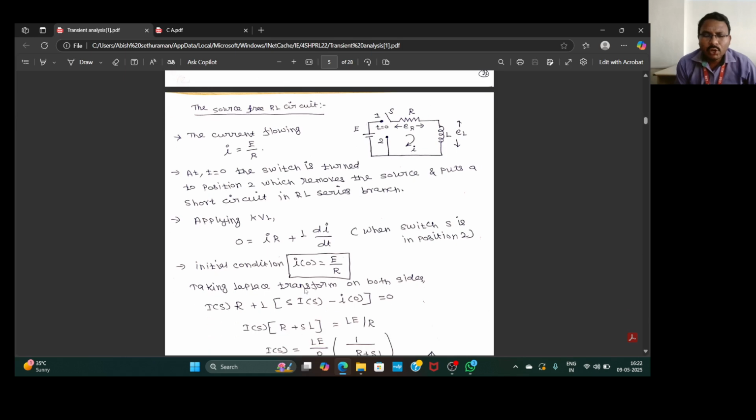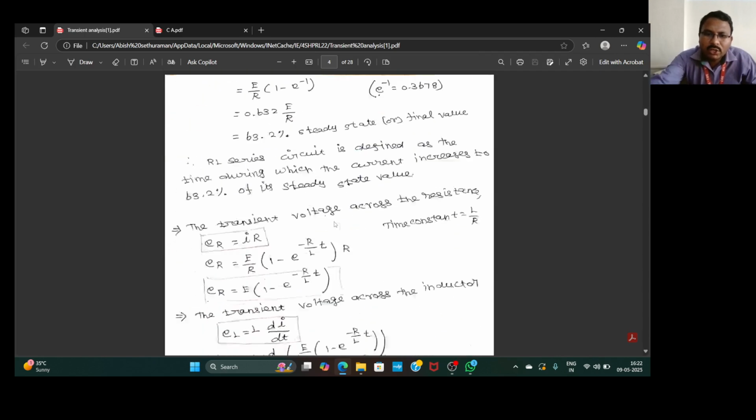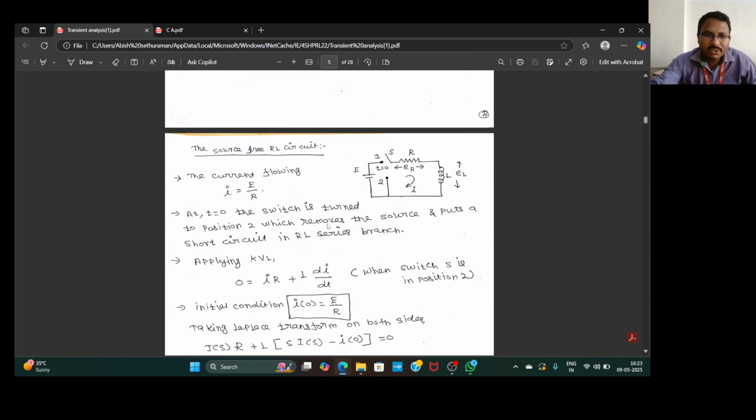Now we are going to see the next one, the source free RL circuit. Already we have discussed the RL basic circuits. So now we are going to see the source free RL circuit. In the source free RL circuit, we have defined the current flowing I equal to E by R. This is the circuit diagram. A resistor and inductor are connected, and current flows. Here there are two switches. At t equal to 0, the switch is turned to position 2, which removes the source and puts a short circuit in the RL series branch.